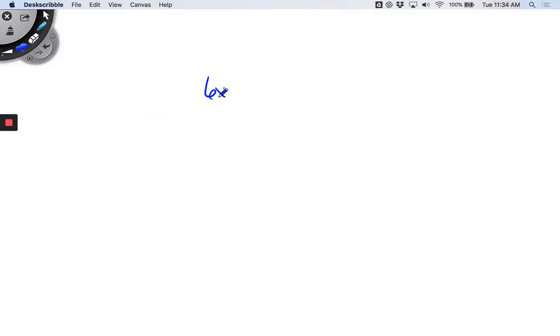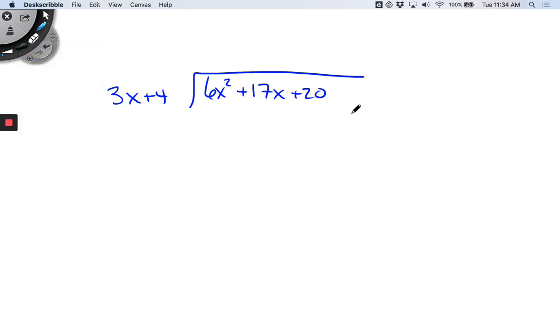So I had 6x squared plus 17x plus 20 divided by 3x plus 4. When we do long division, it's like back in the old days. We write it with the little division box, and we look at this front number and this front number. And I ask myself, 3x times what would give me 6x squared? So 3x times 2x would give me 6x squared. So since it's 2x, I'm going to write that answer above the x-only spot. So if it has just an x, it goes above the x.